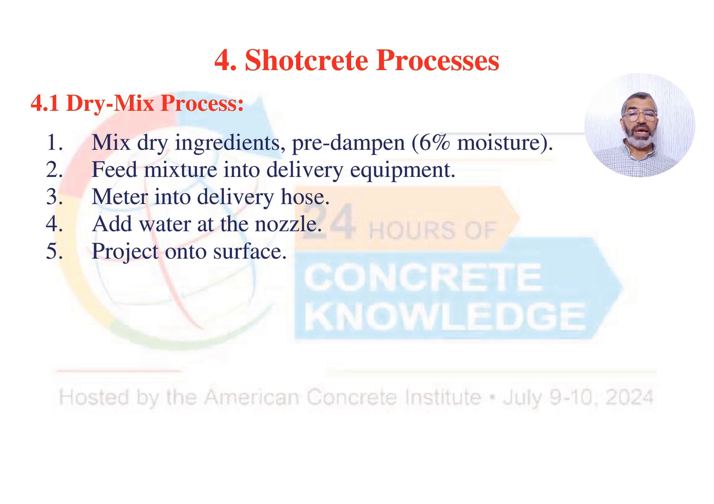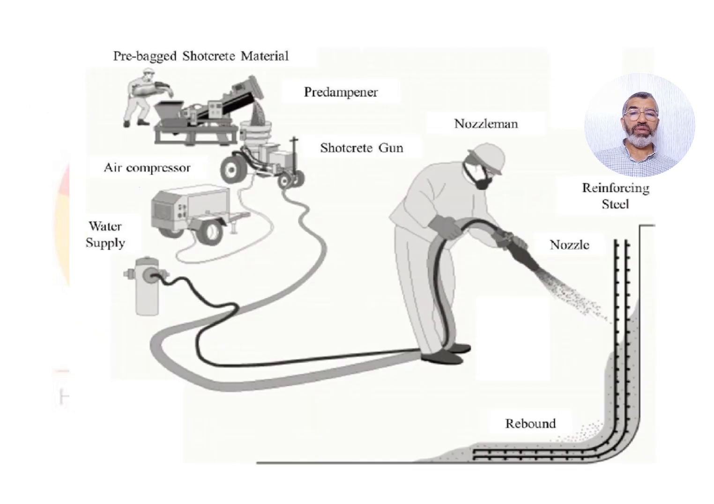As you see here, this is a schematic diagram for the process. We have pre-bagged shotcrete and the shotcrete gun, an air compressor, and a water supply, and the water is just added at the nozzle, and then it is jetted on the receiving surface.